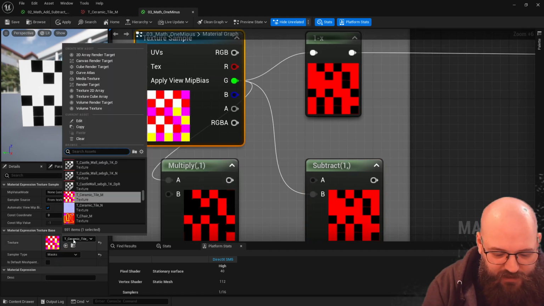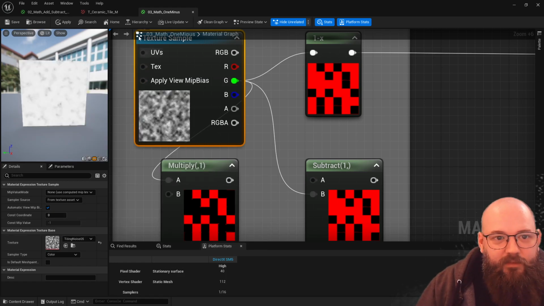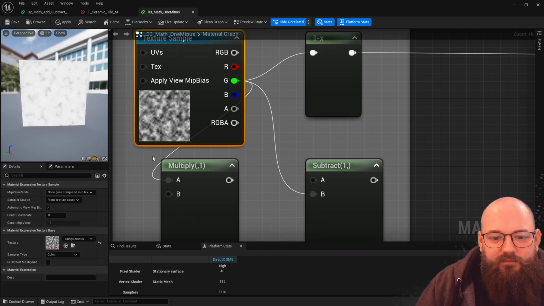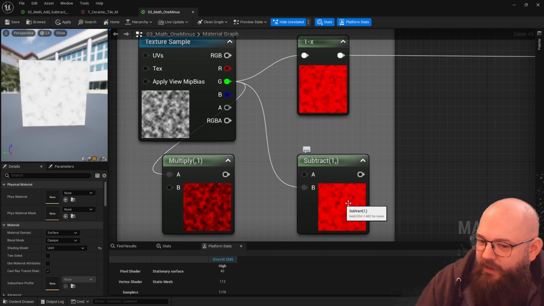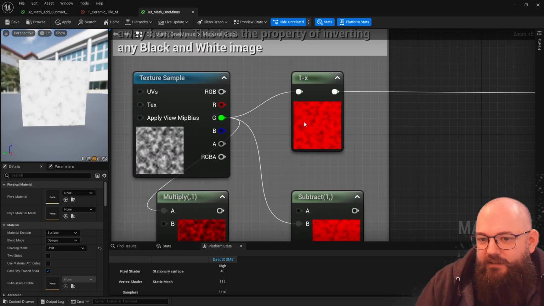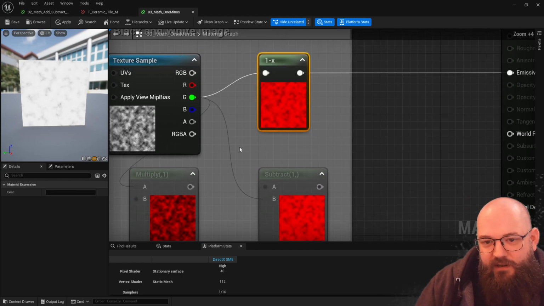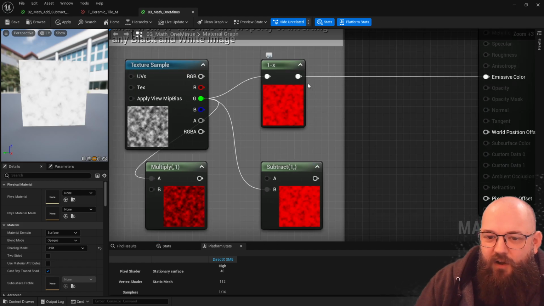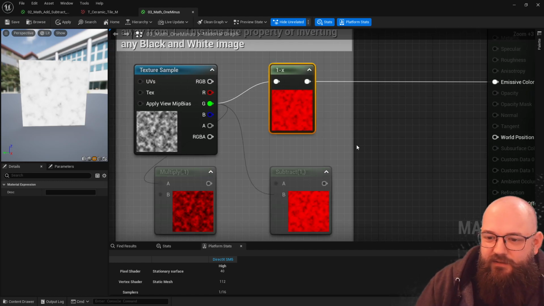If I change this to a texture that has some grayscale noise, say tiling noise, that'll do. Turn on live update. You can see it's doing that invert. So here's the black and white noise, and anything that was black becomes white, and anything that was white becomes black. And so we're swapping those around. So literally no difference between using 1 minus or just a subtract node, but it's such a common thing to do, inverting something, inverting a texture, that it has its own special case node.